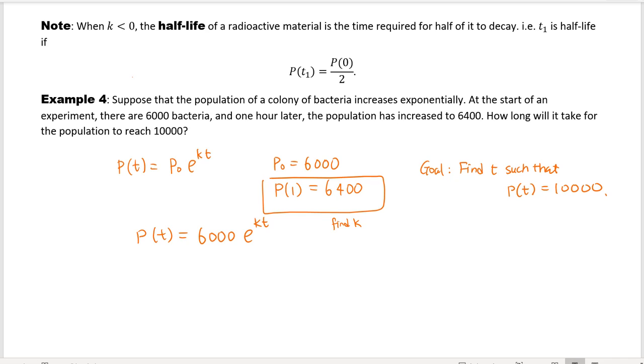So P of 1 is 6,400. So we plug in t is 1. Alright. Then we see e to the k is 6,400 over 6,000. And let's see, what is the common factor? Oh, 4, right? 4, 16 over 15.